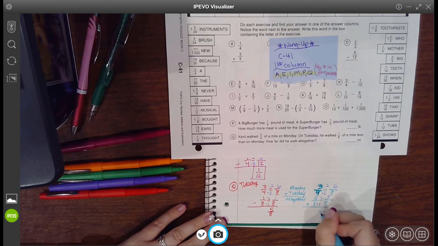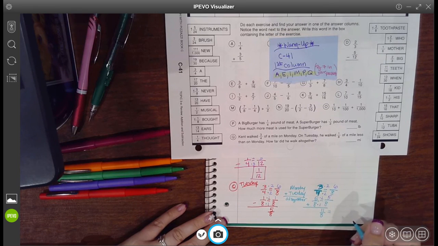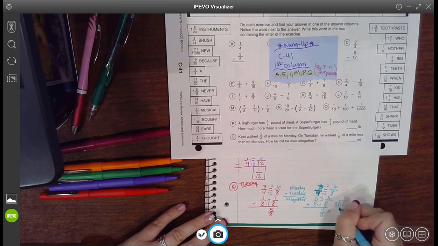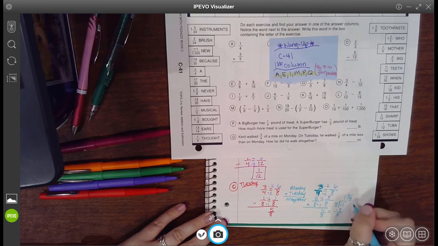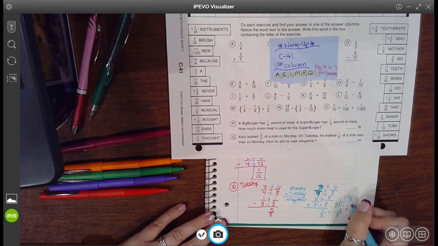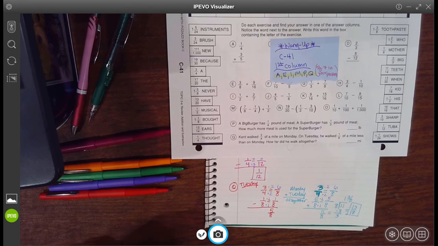Now keep your denominator the same. 6 and 5 make 11. Can you reduce it? No. But is it proper? No, it's not proper. It's improper. So I need to take the top and divide it by the bottom. 8 goes into 11 once. 1 times 8 is 8. When I subtract that, I get 3. Put your remainder over what you divided by, which means he walked 1 3/8 of a mile all together on Monday and Tuesday if I were to add those both together.